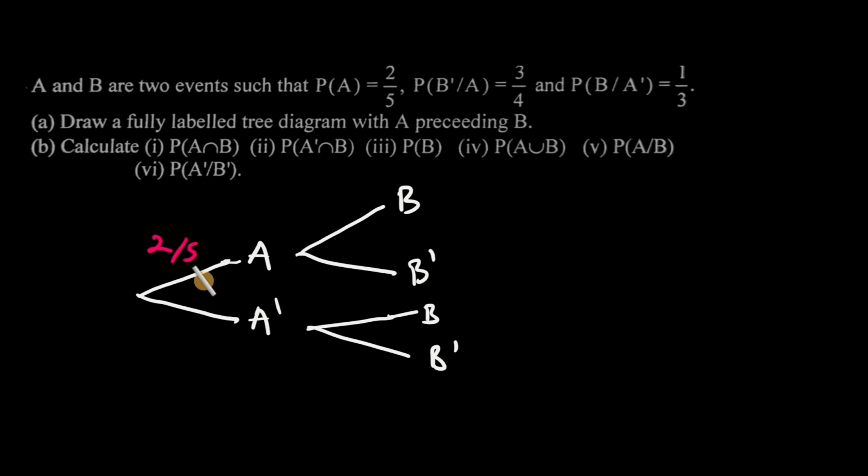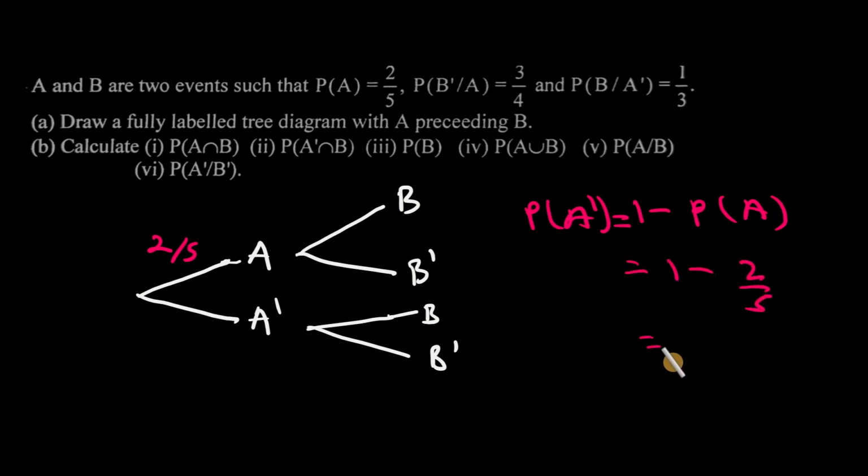That means the probability of A prime will be 1 minus probability of A from the formula of complementary events. That is, probability of A prime is always equals to 1 minus probability of A. That is 1 minus 2 on 5, which is the same like 5 times 1 is 5 minus 2 is 3, so 3 on 5. So it means probability of A prime is 3 on 5. Probability of B is not given.